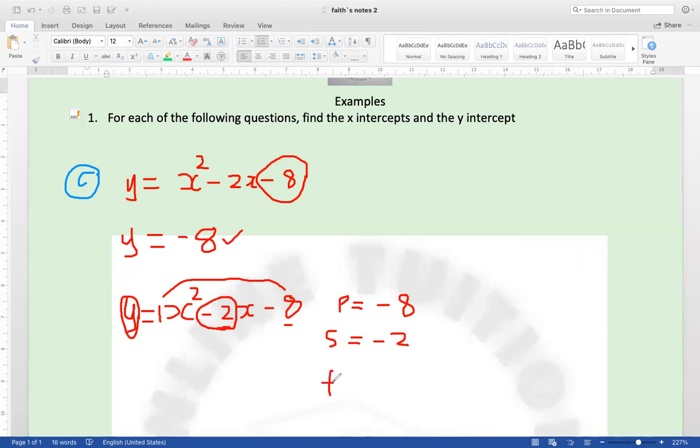Now, what are the factors? So we have to look at paired factors. First of all, the factors of 8 are 1, 2, 4, and 8 itself. So among these that we have, we need to pick only 2. When we add them, we get negative 2, and when we multiply them, we get negative 8. So the ones that we can pick are these two.